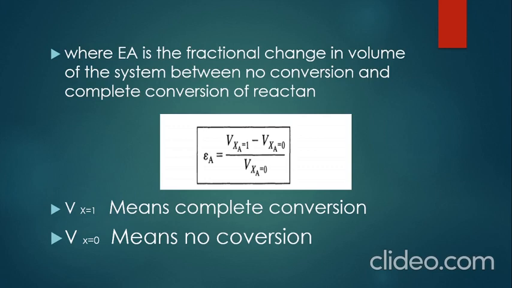So from the above definition, we can write epsilon A equal to V at XA equals 1 minus V at XA equals 0, over V at XA equals 0. V at XA equals 1 means complete conversion, and V at XA equals 0 means no conversion.